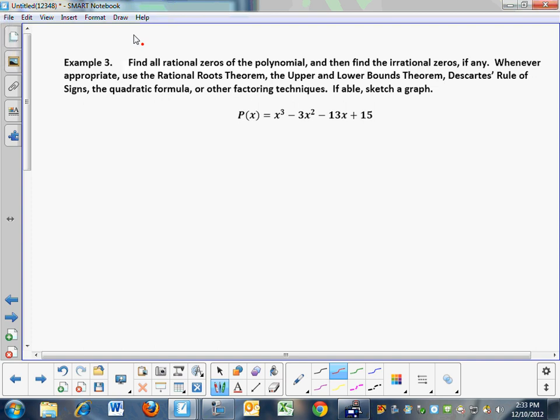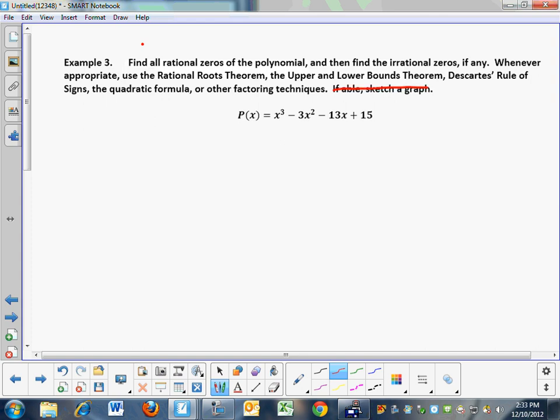It says find all rational zeros of the polynomial. Then find the irrational zeros, if any exist. Whenever appropriate, use the rational roots theorem and upper and lower bounds theorem, Descartes' rule of signs, quadratic formula, or other factoring techniques. If able, sketch a graph. I didn't do that first hour, so we'll leave off the graph because I forgot to tell them to. So sorry.